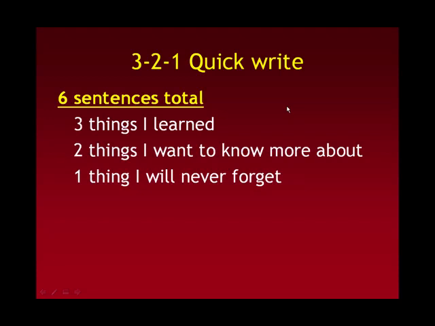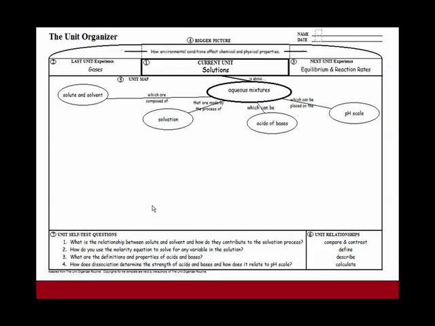Alright, so at the bottom of your page I want 6 sentences total: 3 things you learned, 2 things you want to know more about, and 1 thing you'll never forget. Instead of a summary, because this was a big section. And these need to be in sentence form, except for number 2, questions are okay. If you want to write me a question, that's alright. So just fill that in at the bottom of your page, and then take a moment and fill in your unit organizer for solute and solvent, for this one, and solvation.